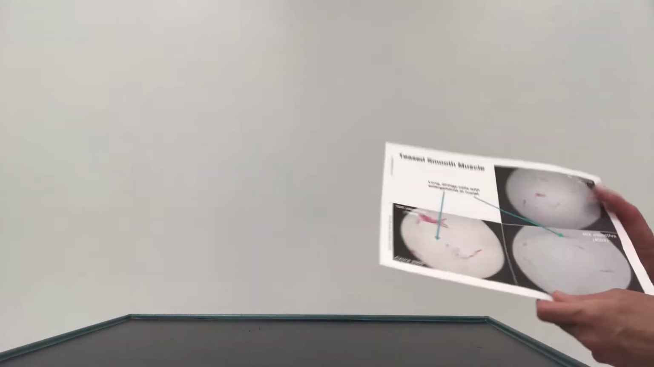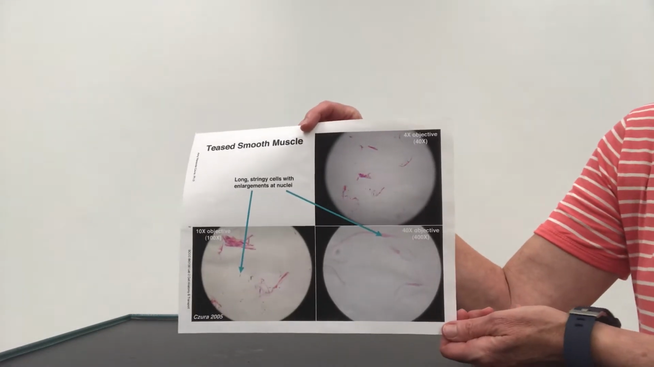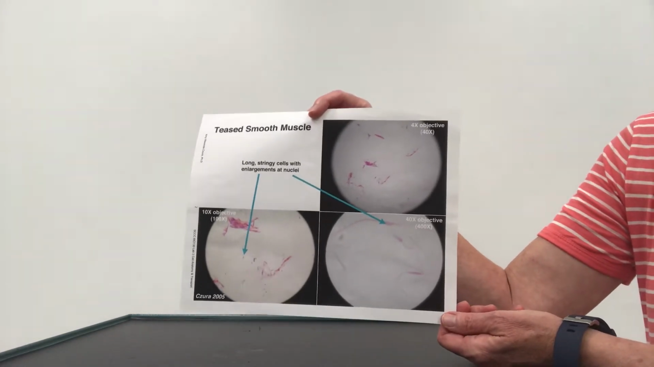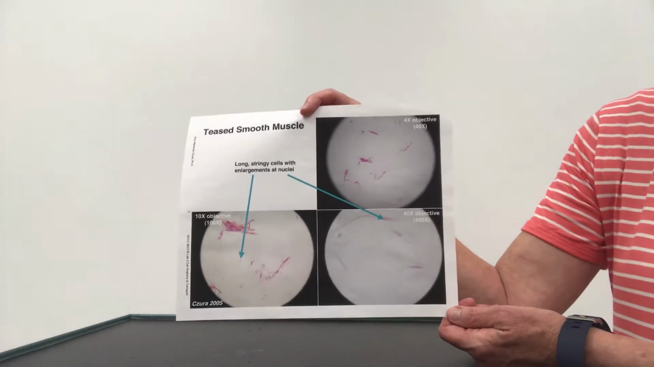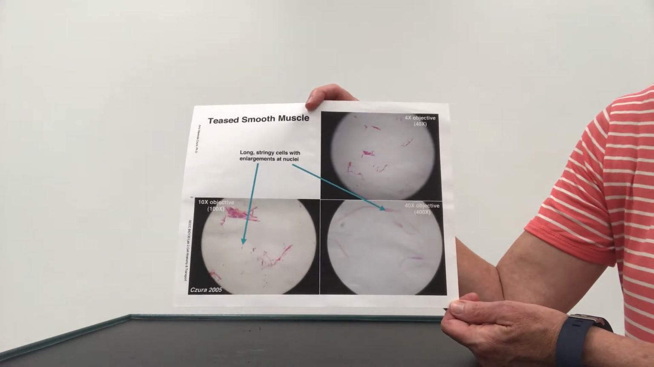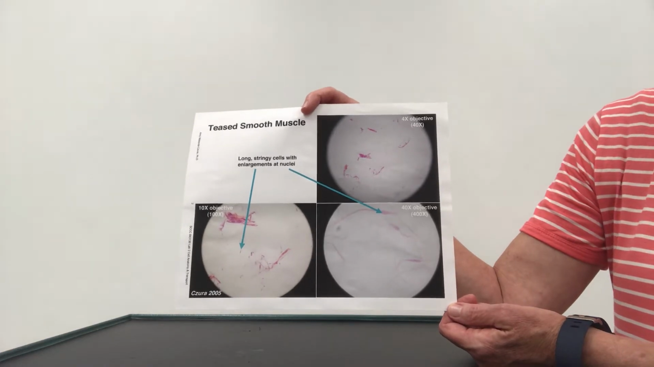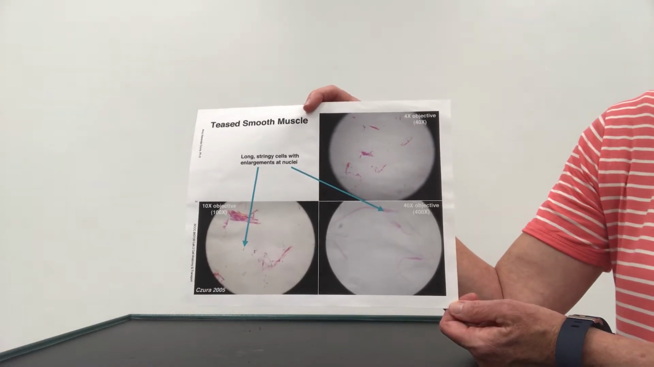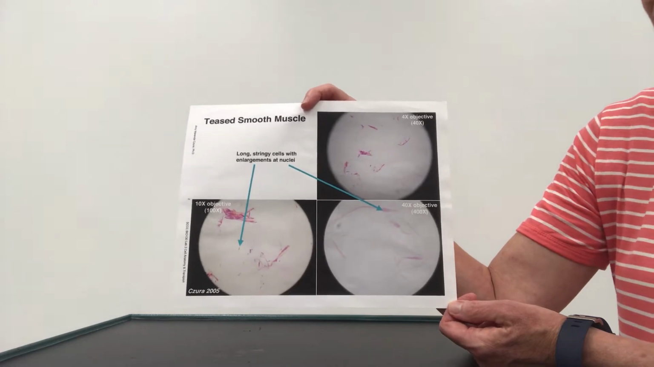In Lab 2, we are also going to be looking at 4 different slides. The purpose of looking at these different slides is to see that cells come in a variety of shapes and sizes. Their shape will be determined by what their function is. Form always follows function. So this is a picture of the teased smooth muscle. Smooth muscle is found lining your intestines, lining the organs. You have no control over this, and these tend to be long, spindly shaped cells.